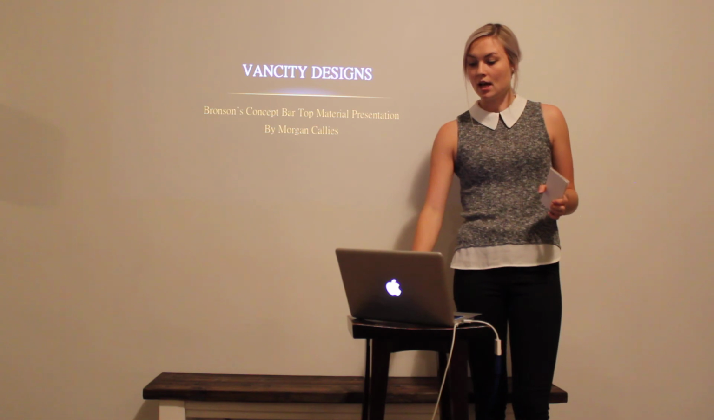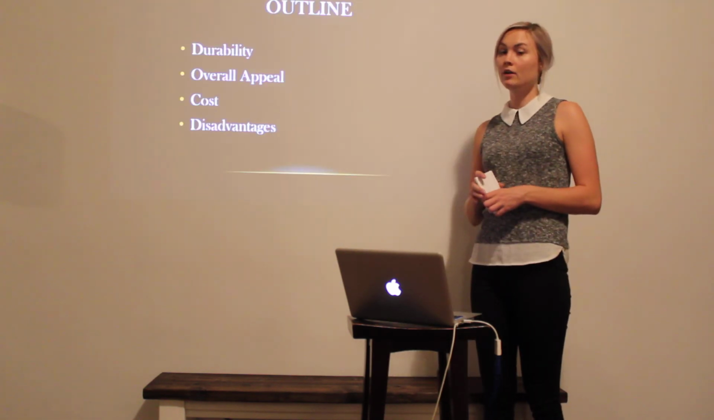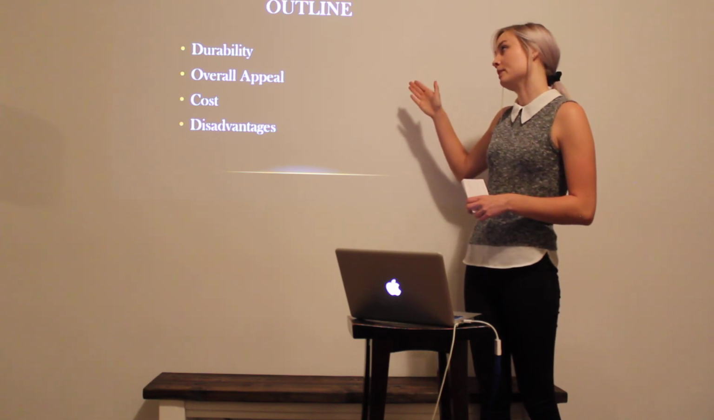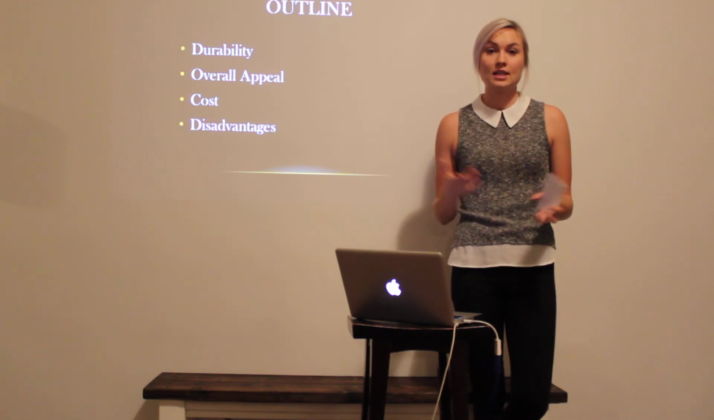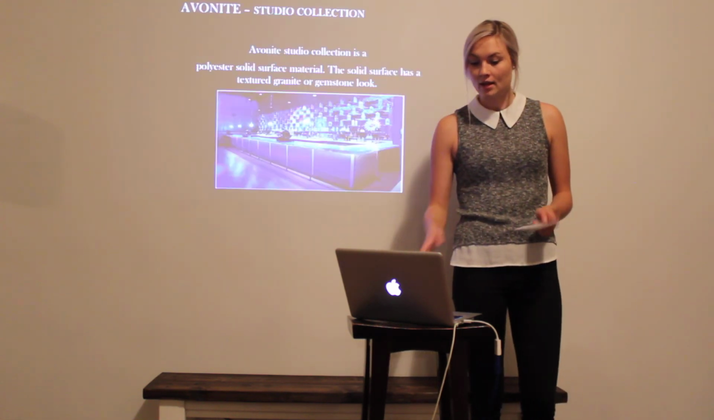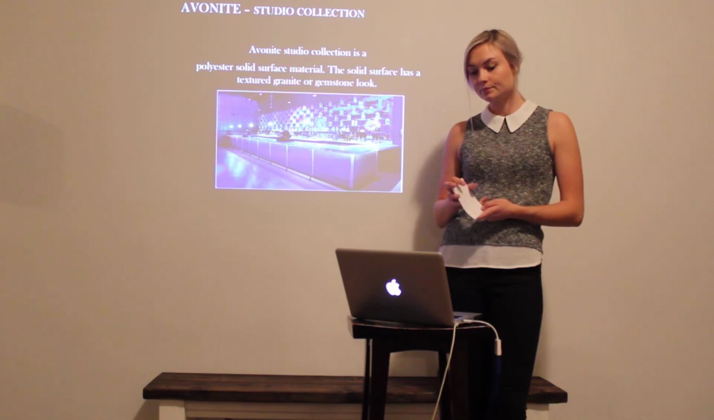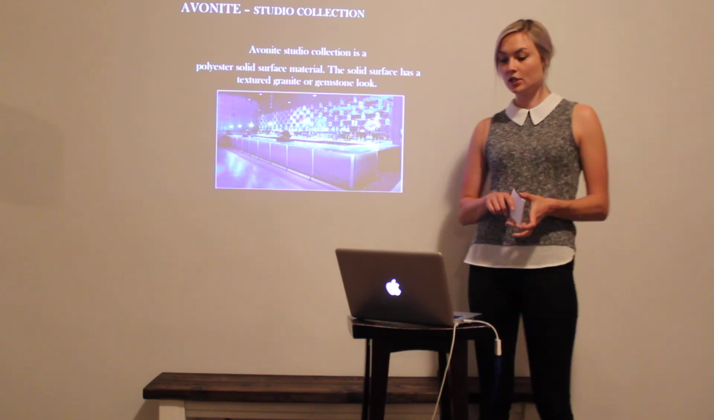In this presentation, I've created an outline of what we're going to be going over with each material. Going to be going over the durability, the overall appeal, the costs, and the disadvantages, because unfortunately each material does have its own disadvantages. We're going to be starting with abenite, the Studio Collection. Abenite Studio Collection is a polyester solid surface material.